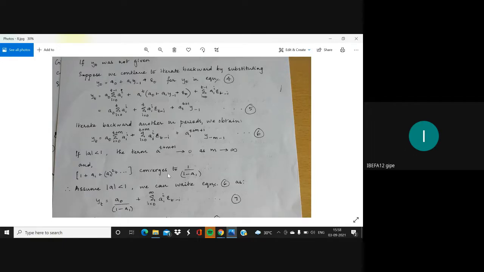It might be clearer once I share the notes, but just think that you're going back another m lags or m periods in time. So you end up with this solution of the equation. But is it really a solution?